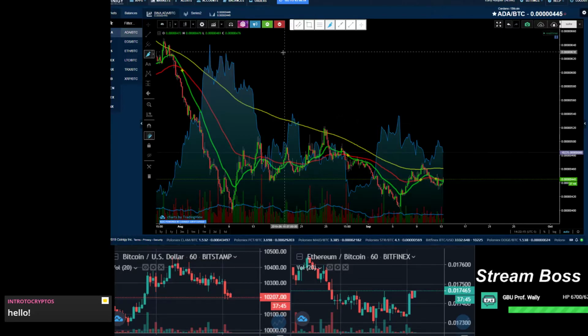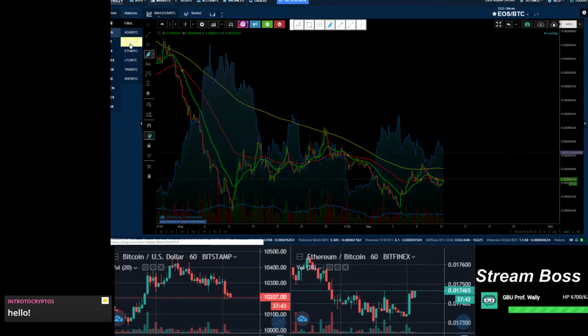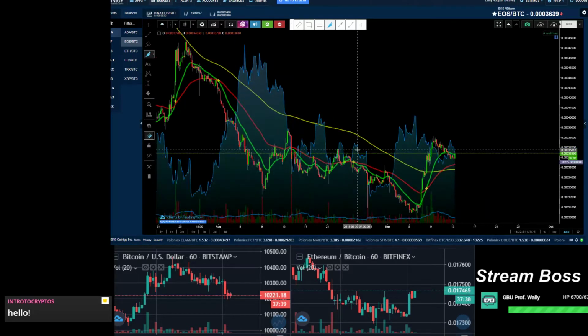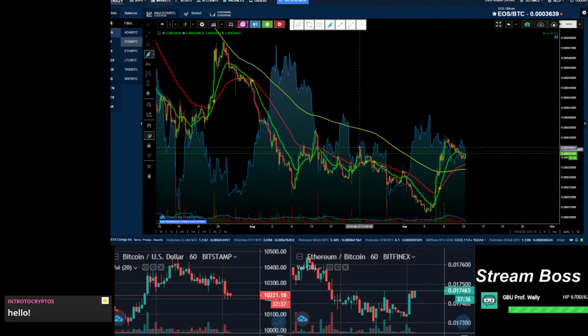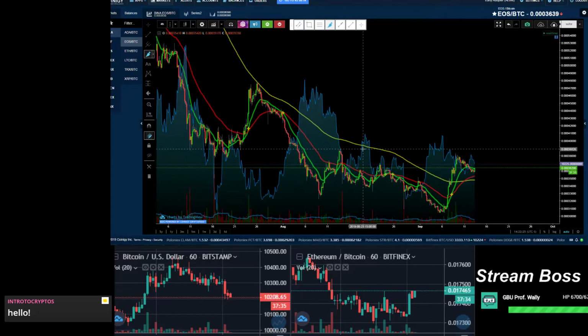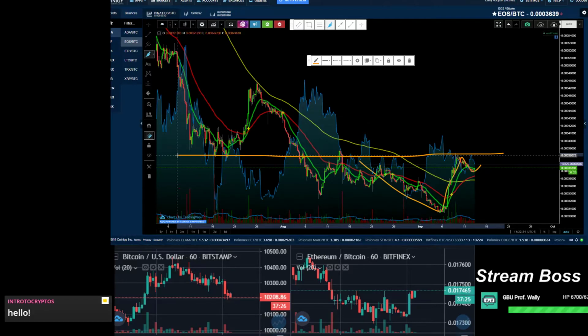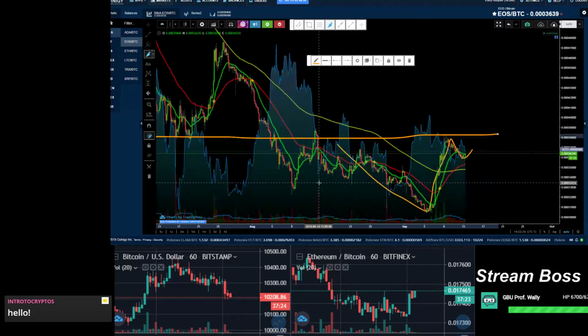So there is ADA and the plan for ADA. Let's go and look at EOS and see if it has anything that we can do in our trading system. This is a more difficult one because it took off so fast. It's not giving us a good 1, 2, 3 formation unless we're looking at the larger time frame. And then this is our 1, 2, 3 formation right there across all of the support and resistance.